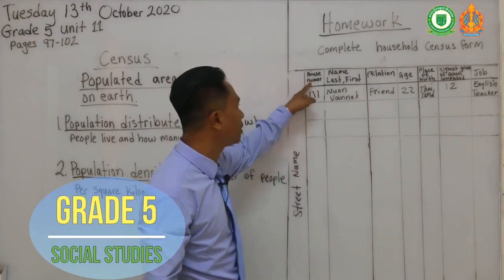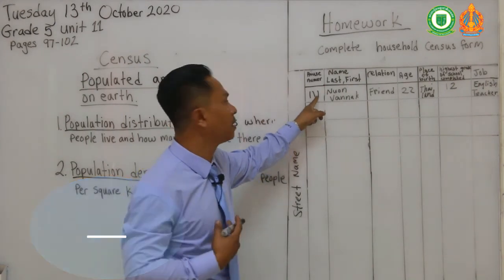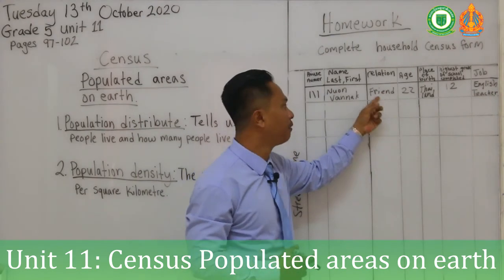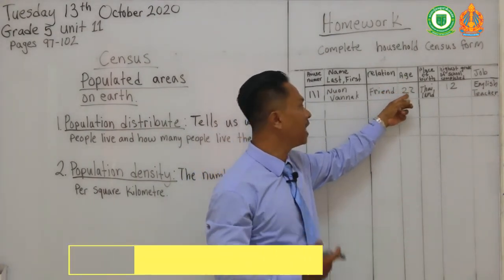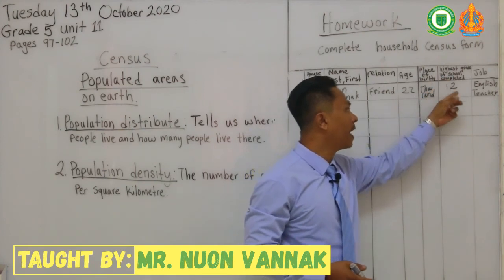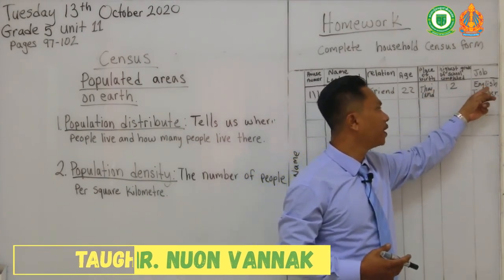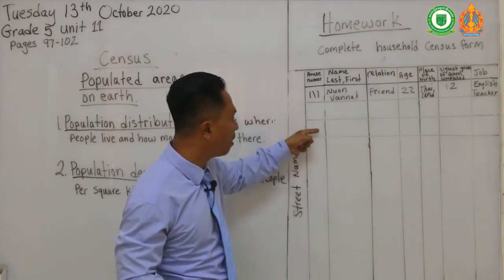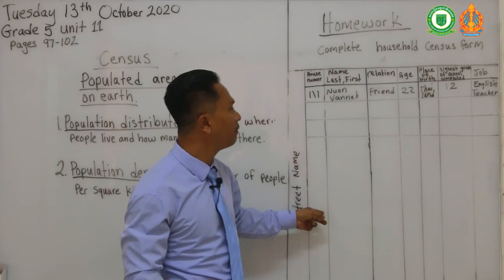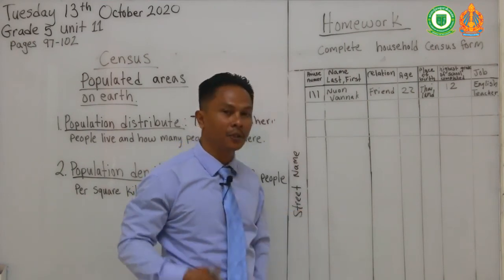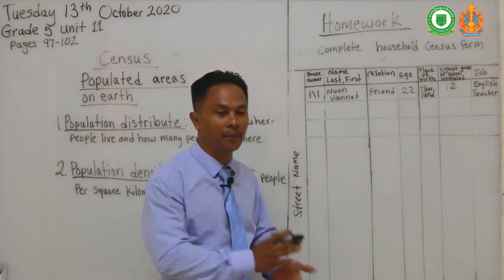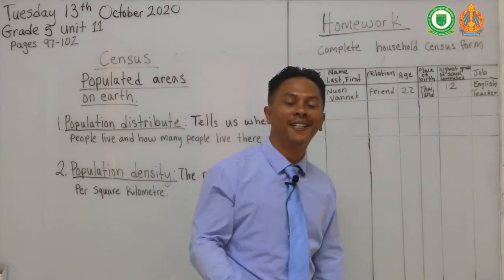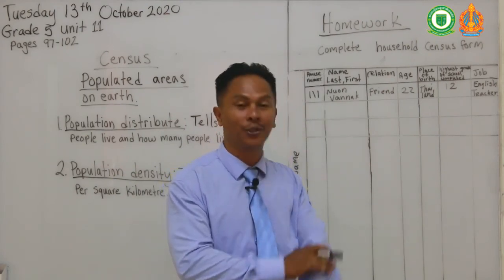So one section, house number 111, that's my house number. Who's the person that lives there? Nuon Vannak. What is their relation? Friend. The person's age, where were they born? The high school completed, and their job, okay? So there's probably like 10 on the form, so I want you to fill it all the way down, okay? And then when you're done filling it down, send it to my personal Telegram. Or I'm sorry, this is homework. Send it to me before next Tuesday, okay?